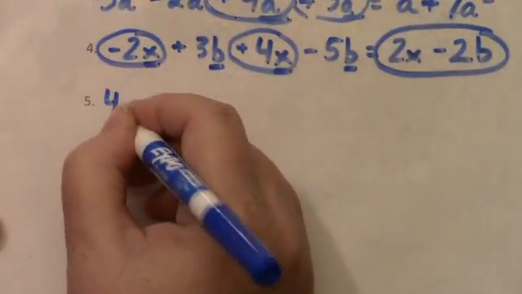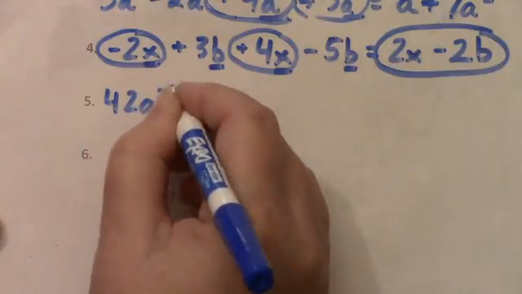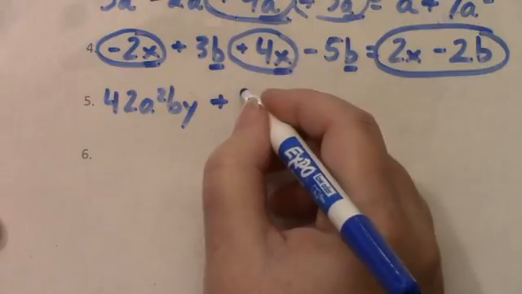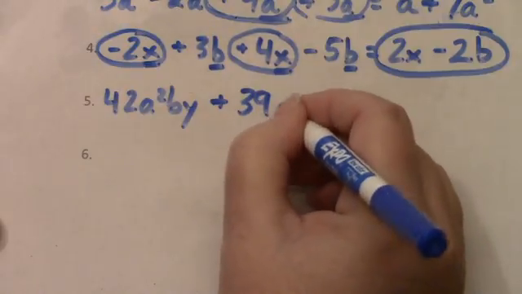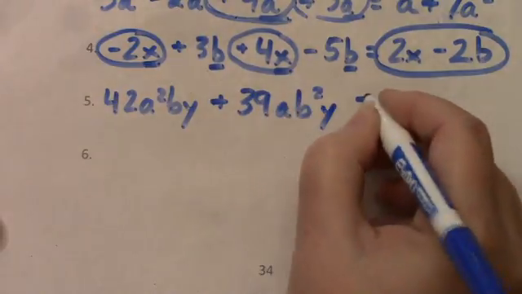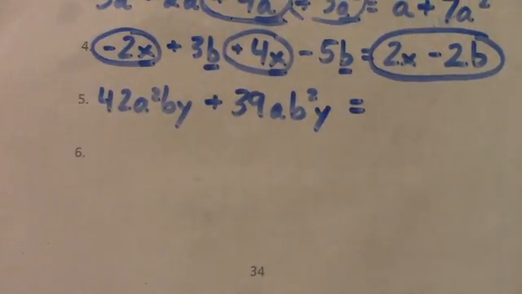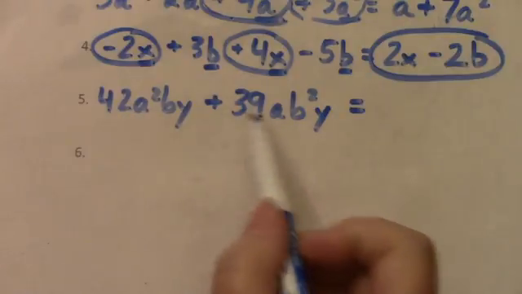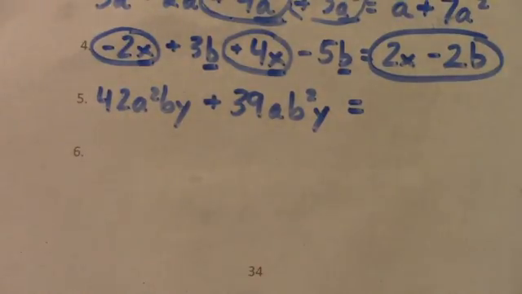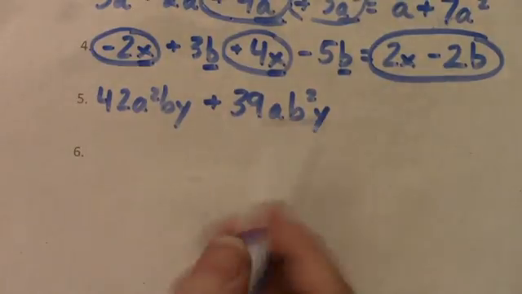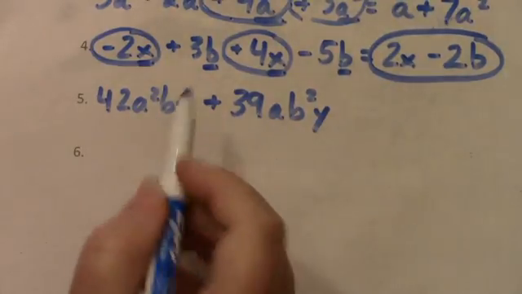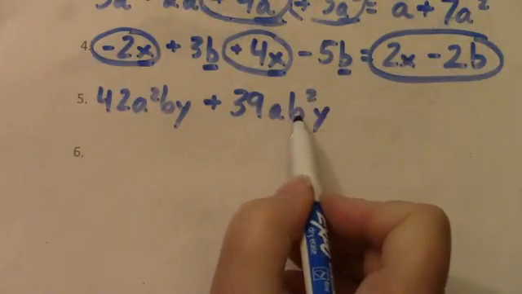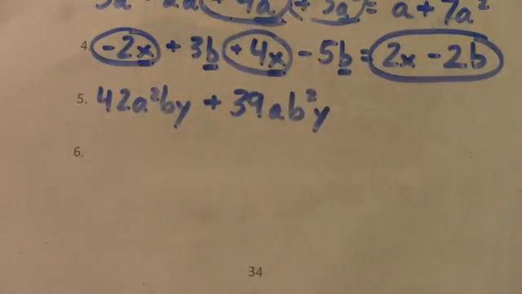42a squared plus 39ab squared y equals what? These aren't the same. I can't do anything, it's not the same. There you go. Very similar, but this is where we have to pay attention. What's being squared is the a, but what's being squared in this one is the b, so that one we can't do anything with it.